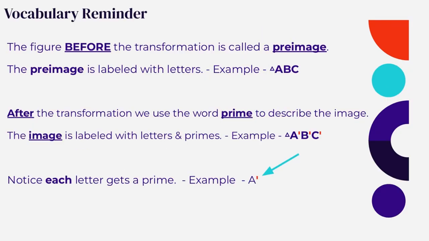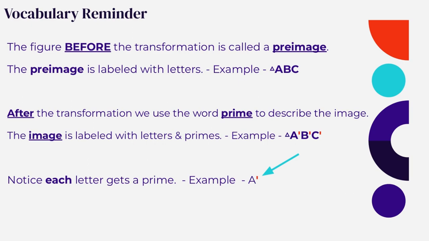So a quick reminder on our vocabulary: remember the figure before the transformation is called the preimage. The preimage is labeled with the letters, for example, triangle ABC. After the transformation, we use the word prime to describe the image. The image is labeled with letters as primes. Example, A prime, B prime, C prime. Notice each letter gets a prime. So for example, A prime, then B prime, then C prime.